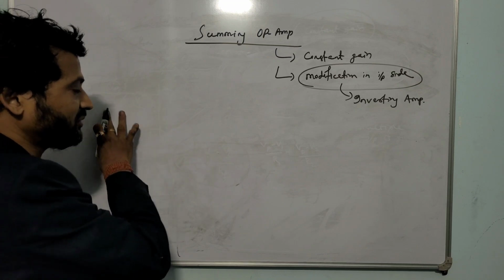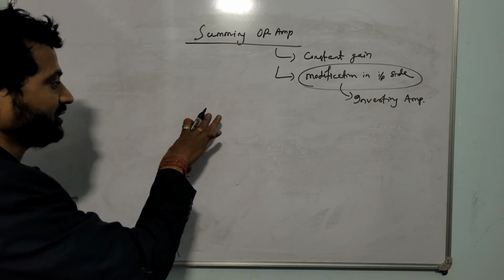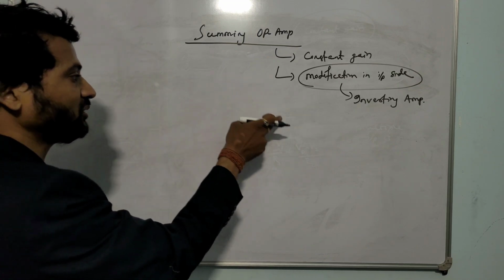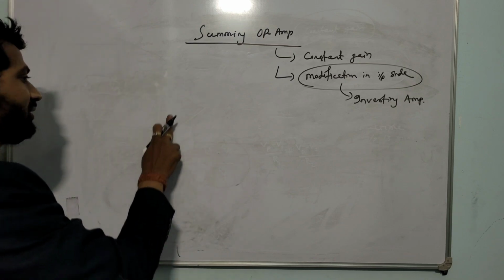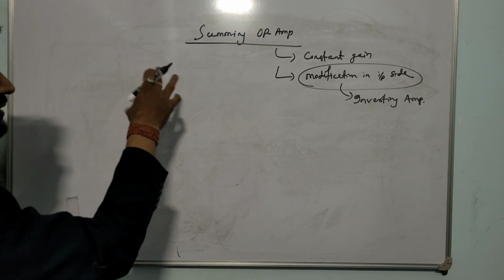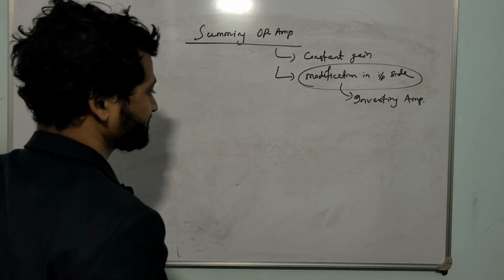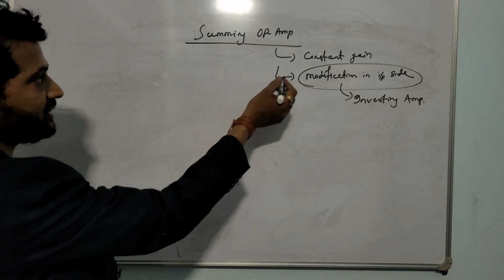What is the modification? Multiple inputs will be given to make one result. That output depends on the sum of all inputs, or maybe the impact of the sum of all inputs. So let me draw the diagram.